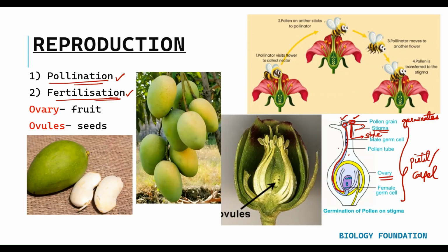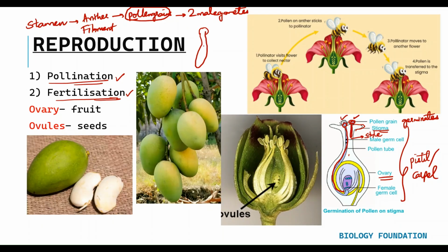Okay. Why is the pollen grain forming the pollen tube? If you remember, I told you that stamen is the male reproductive organ of a flower which contains anther and filament, and the anther contains what in it? Pollen grains. And pollen grains have what? Two male gametes, right? Now, what landed on the stigma? The pollen grain landed on the stigma. This pollen grain is forming what? Pollen tube. And inside the pollen tube, who are present? The two male gametes are present, right?